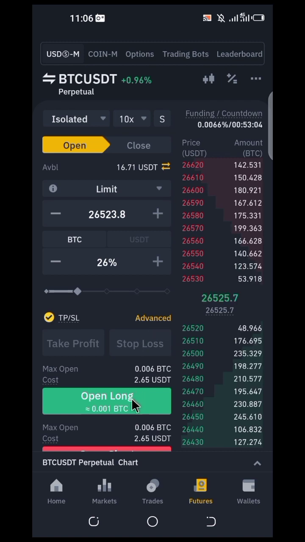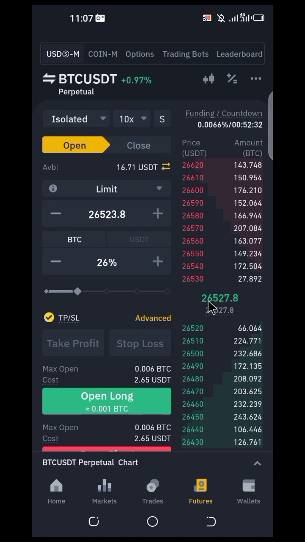Let's say, for example, you want to open a long position, that is, you want to buy BTC in the market, and the current price of BTC is 26,527, and you want to take profit when the price of BTC reaches 26,700. So this is where you put your take profit, because you want to take profit when the price of BTC reaches 26,700. So you put 26,700 here, and this is where you put your stop loss.